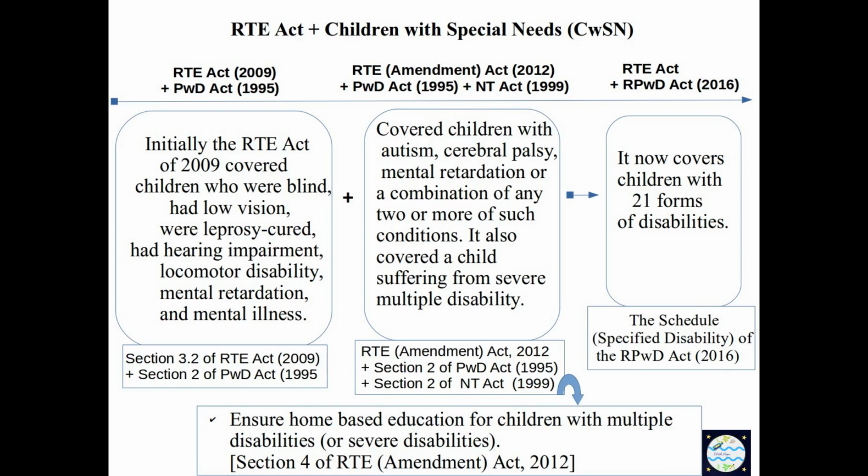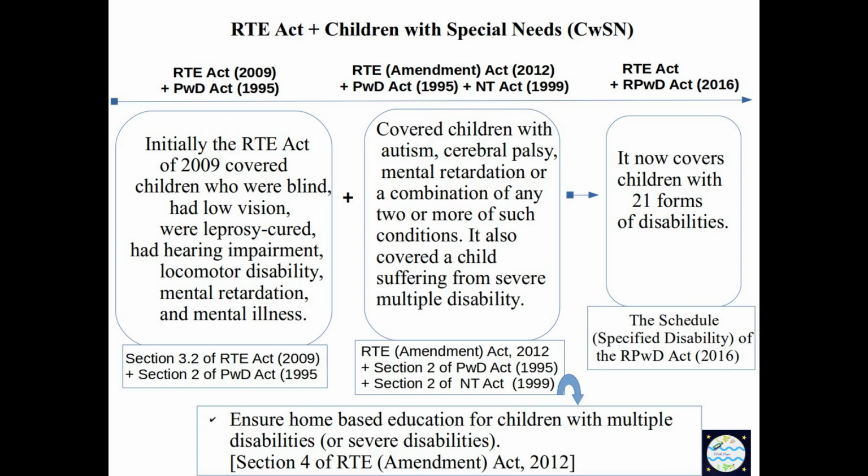Initially, the RTE Act of 2009 had incorporated the provisions mentioned in the PWD Act of 1995 and covered children who were blind, had low vision, were leprosy cured, had hearing impairment, locomotor disability, mental retardation, and mental illness.